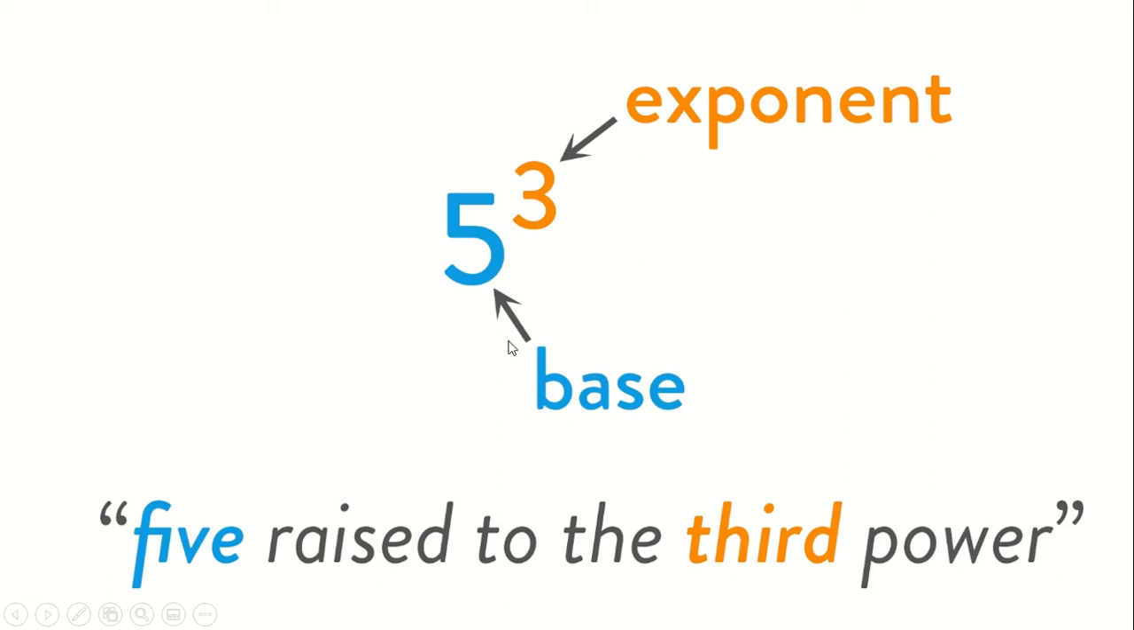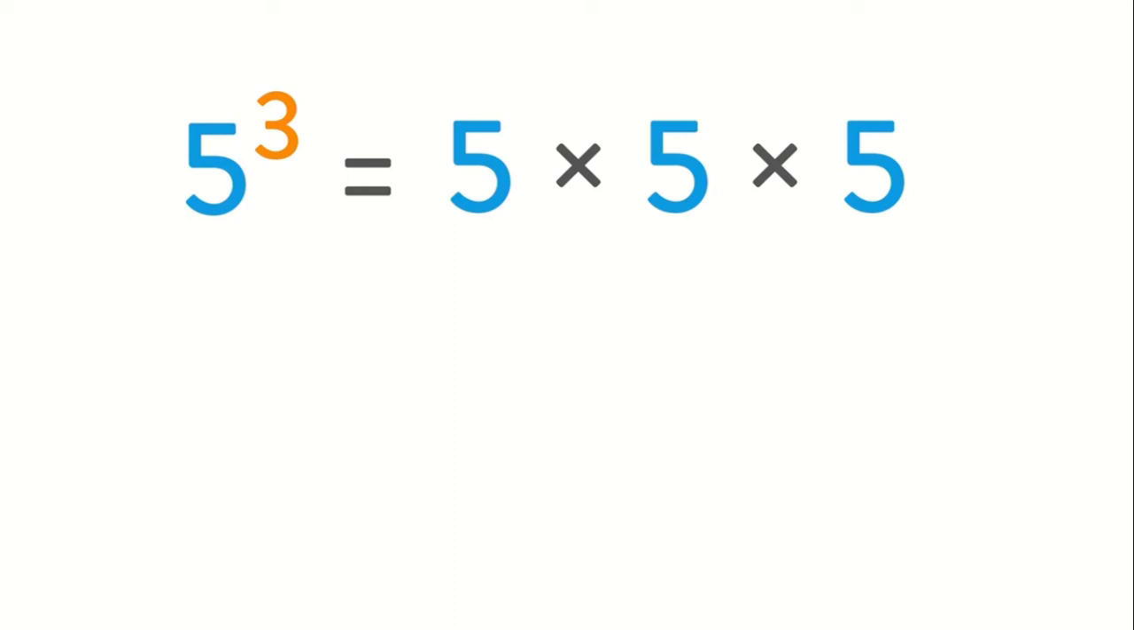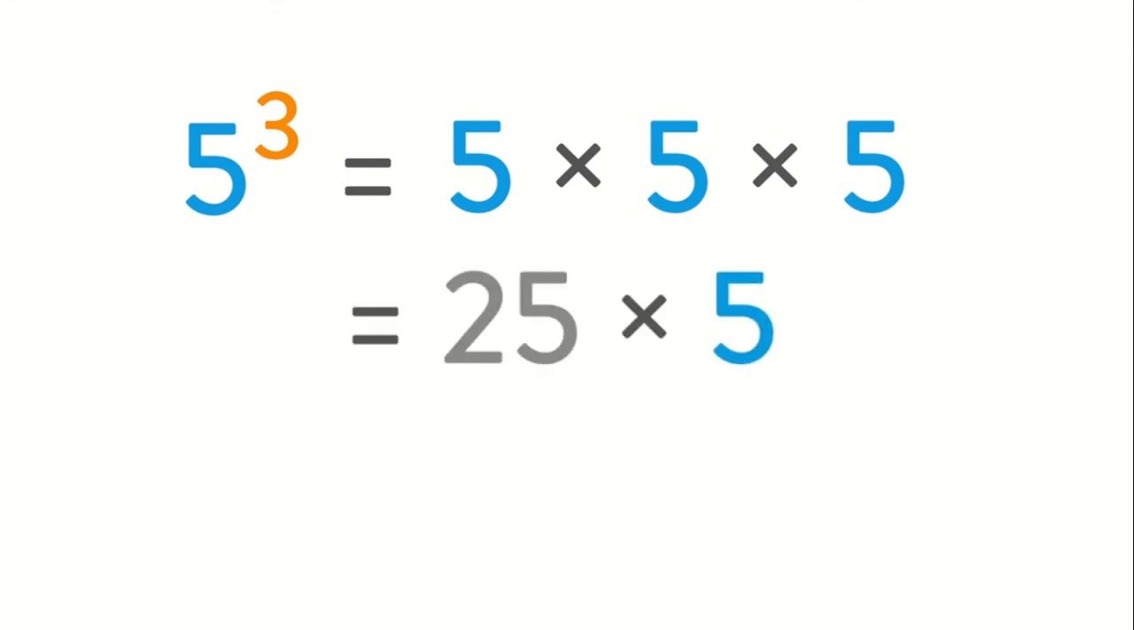But of course, the meaning would still be the same. It means that 5 should be multiplied by itself 3 times. So to simplify or evaluate, we can expand 5 cubed. 5 times 5 is 25. 25 times 5 is 125.